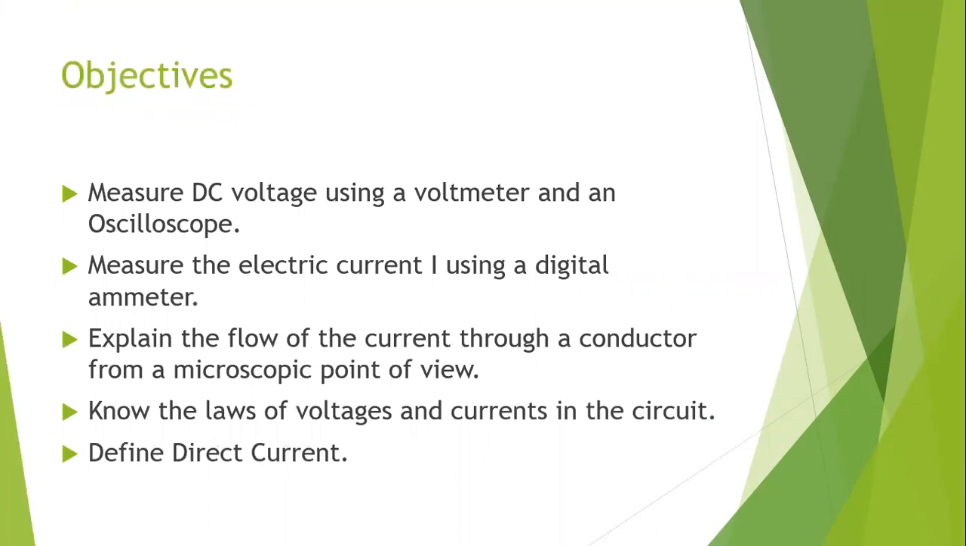The objectives of this lesson are to measure DC voltage using a voltmeter and an oscilloscope, measure the electric current using a digital ammeter, explain the flow of the current through a conductor from a microscopic point of view, know the laws of voltages and currents in the circuit. Finally, define direct current.